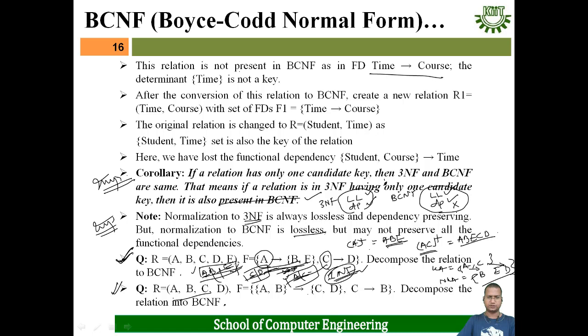Suppose I take A, B closure, then I will get A, B, C, D. Then B can be replaced by C here. That means AC closure will be A, B, C, D. Then is there any other key present? No. That means key attributes are here A, B, and C, and non-key attributes are here D.